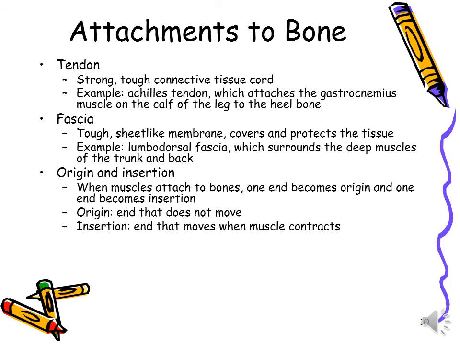And when we think about attaching muscle to bone, we have two attachments. We have the origin and we have the insertion. The origin is when the muscle attaches to bone, and one end is the origin. That's the end that does not move, whereas the other end, when it attaches to the bone, is the insertion, and that's the end that's going to move when it contracts. So if you think of the bicep, the origin is going to be at the shoulder, whereas the insertion is going to be down at the lower arm.